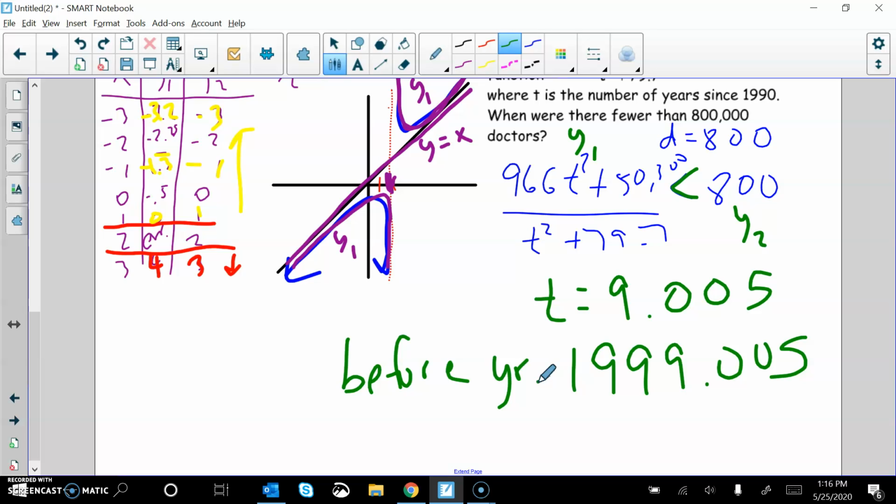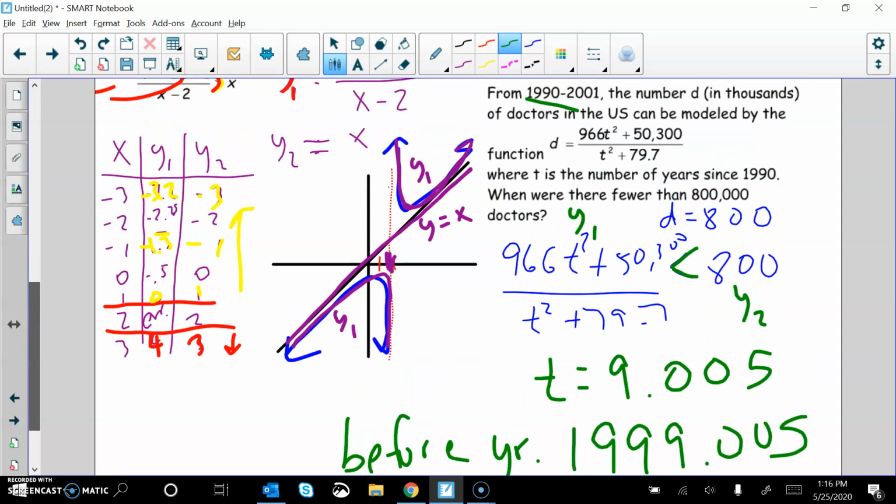Okay, graph them in the calculator, you get a better representation of what I'm talking about. It'll be similar to this one. In any case, they cross at 9.005, so 9 years since 1990 per the question right here. So before that, you had less than 800,000 doctors. So that is the solution to that one. And that is it for these notes.